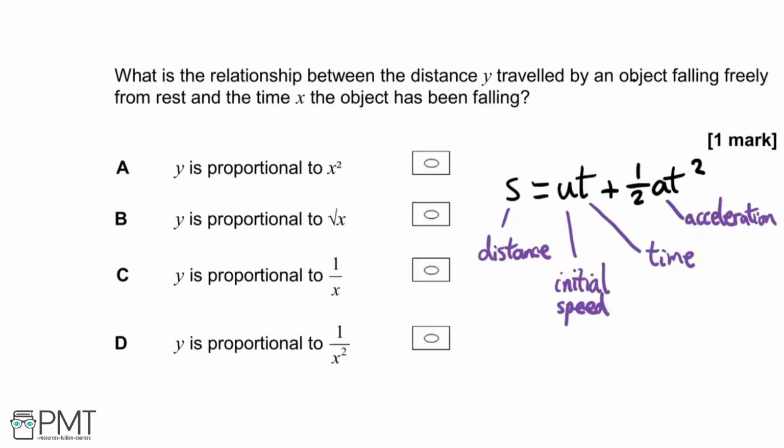Now, you'll notice that the initial speed of an object in this case is going to be 0 because it's falling freely from rest. So we can actually simplify this equation down because u is equal to 0. What we can see there then is actually the distance is proportional to time squared because s is proportional to t squared. Y is going to be proportional to x squared, so the answer is A.